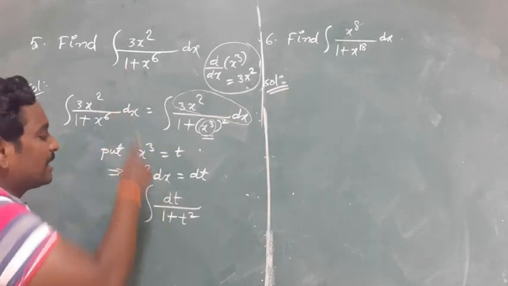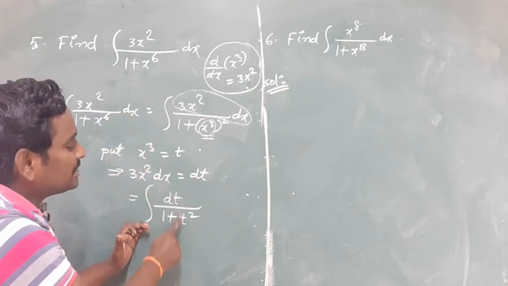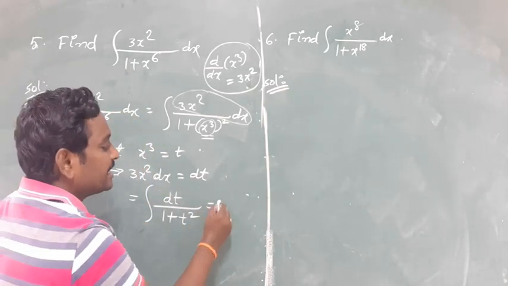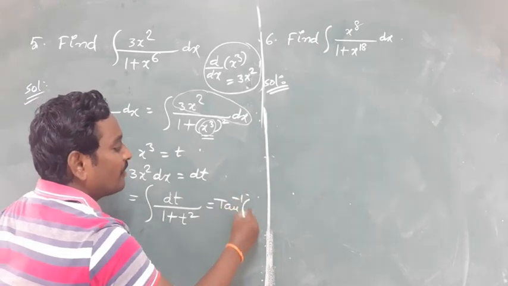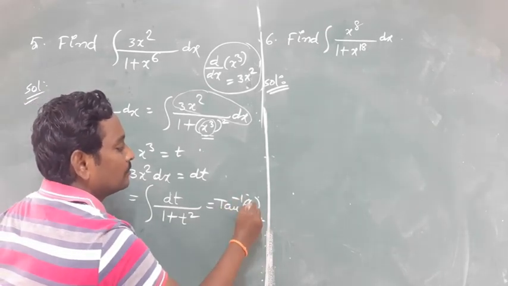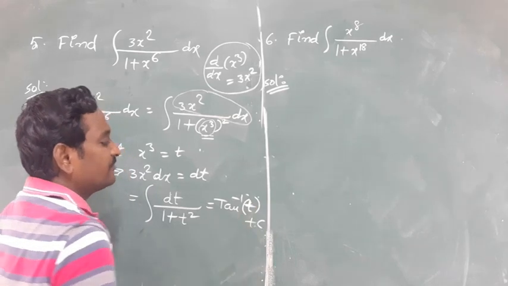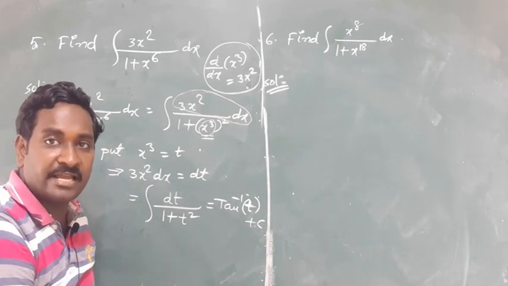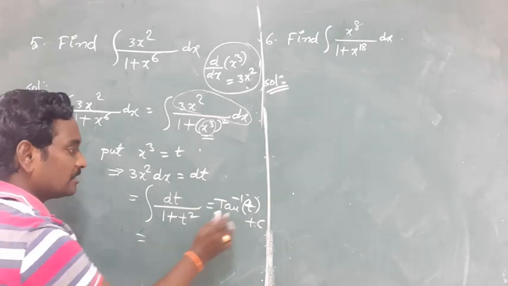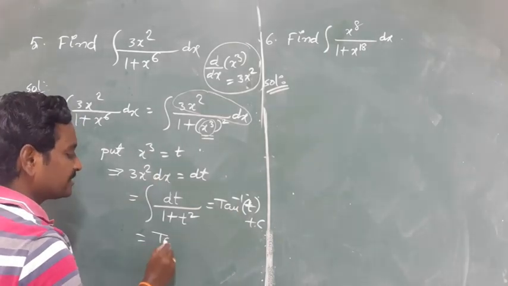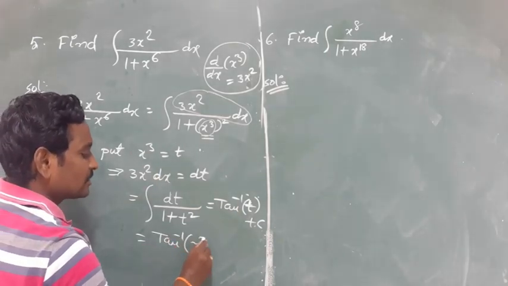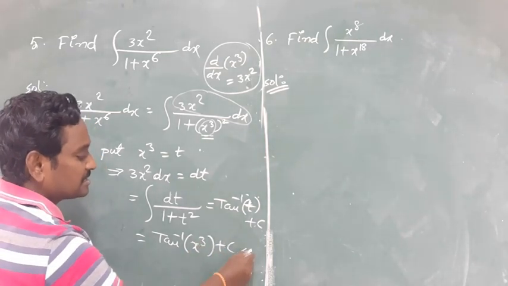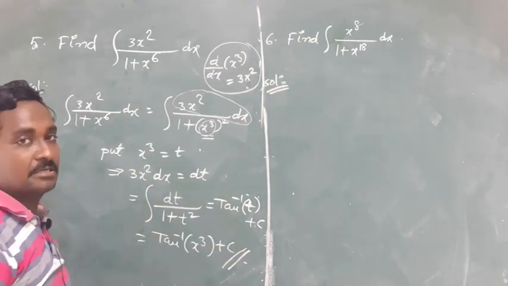This entire problem becomes integral 1 by 1 plus t square dt, whose integration is tan inverse of t plus c, because it is in the form of integration of 1 by 1 plus x square dx. Okay. That is, replacing t by x cube, tan inverse of x cube plus c. This is the result of the given integration.